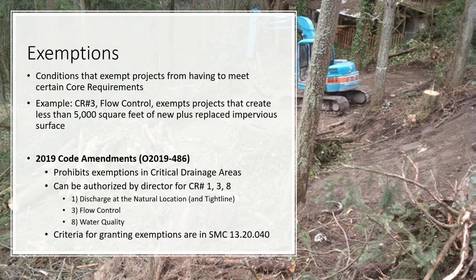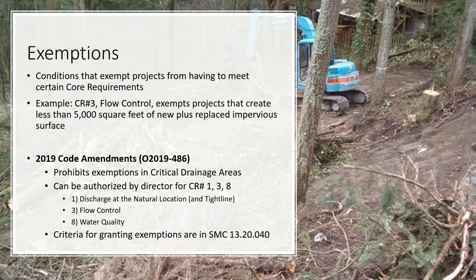In some cases, particularly for smaller projects, the manual will exempt a project from having to meet a core requirement, typically because of financial reasons or because meeting the core requirement is not possible for these small projects. The manual sets conditions that must be met to get an exemption.